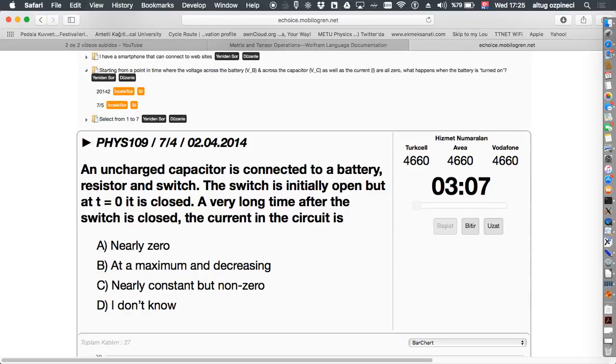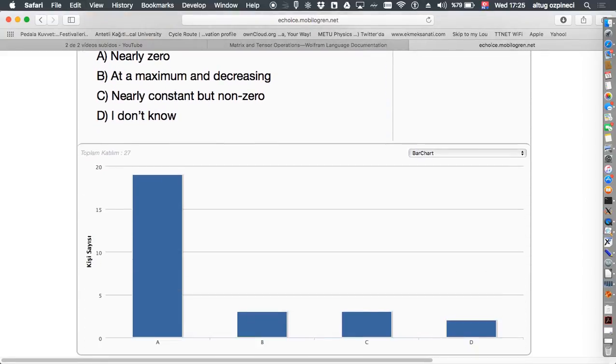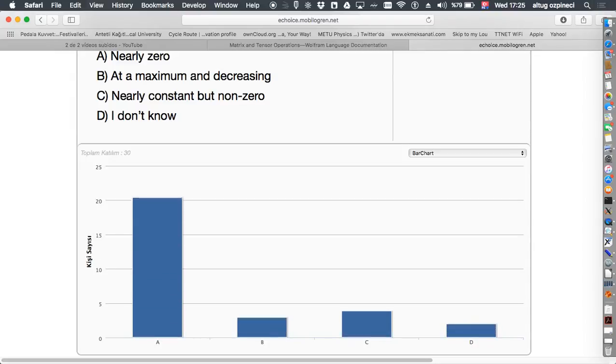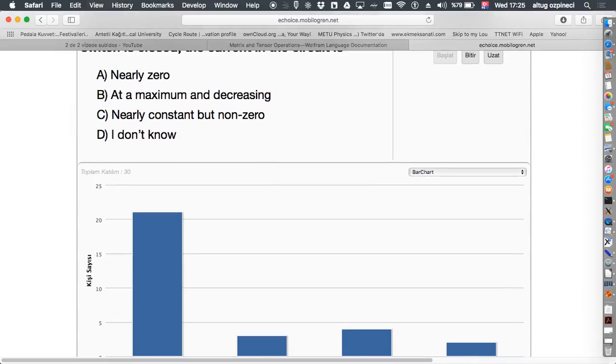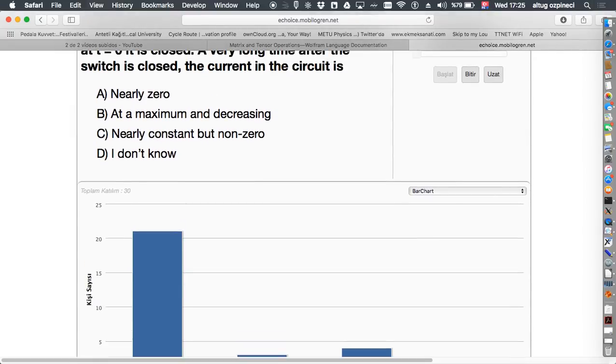If you wait long enough, the current just goes to zero. It's almost zero, so the answer is A. Most of you got it A. Now, any questions on this one from those who said B, C, or D? Why were you confused? Any volunteers? Why did you think it was not zero?